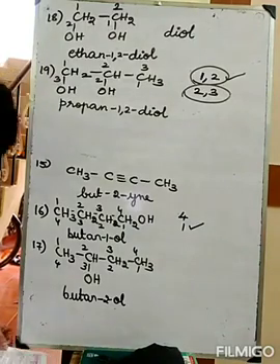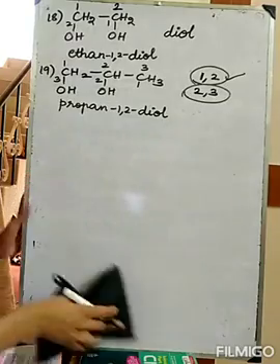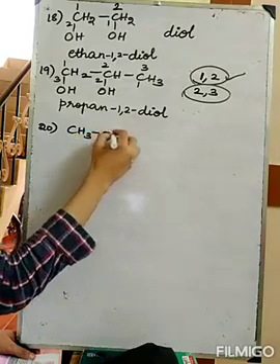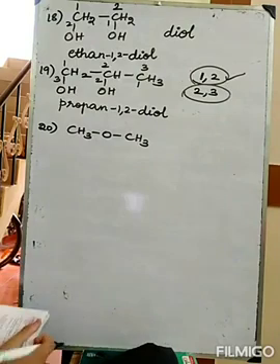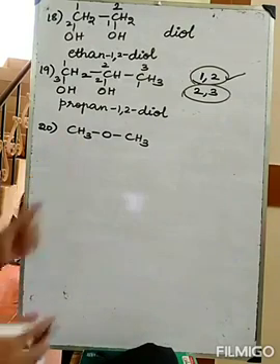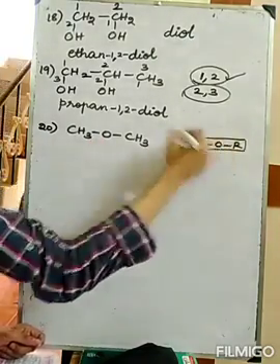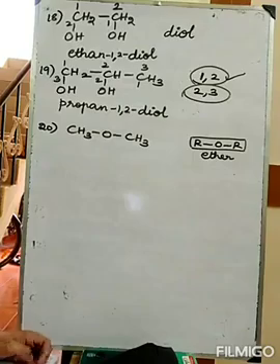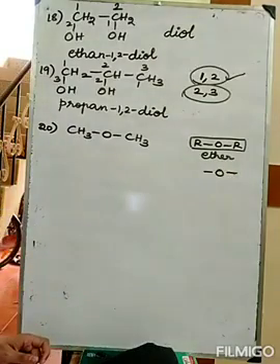Next one. So the next things you are going to learn new. 20th one. CH3OCH3. This is ROR. This functional group is called the ether functional group. Okay, what is the functional group? Ether. Ether means only oxygen will be there in the functional group. So this is an ether functional group.